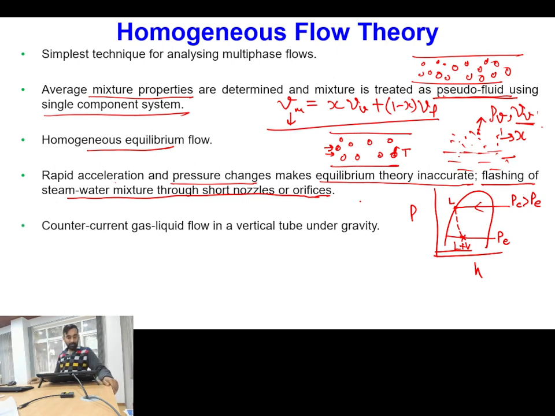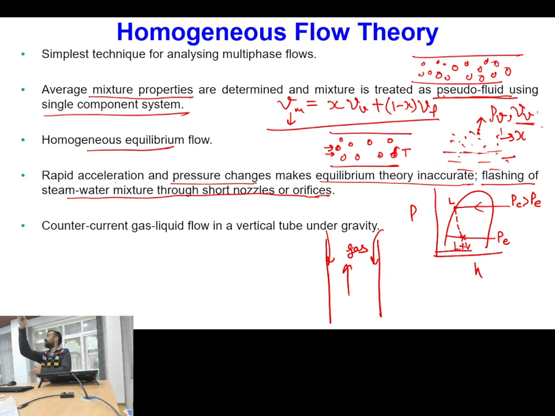Okay. Then another is counter current gas liquid flow in a vertical tube under gravity. So if you consider a vertical tube, and in that vertical tube if you see that liquid is falling down and gas is rising up from the center core. So now one is moving in downward direction, other is moving in the opposite direction. So in this scenario, how you can make the reasonable assumption of same velocity for both phases? You cannot do. So that's why you cannot apply homogeneous flow theory under these circumstances. Is this point clear?